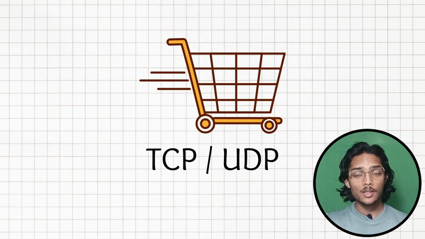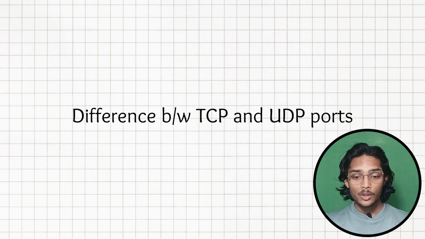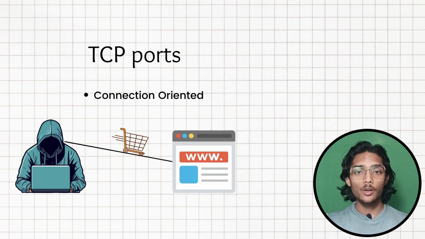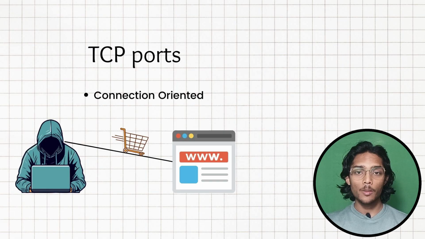So let's get started with what makes them different from each other, as they are the same but yet they are different. First up we have TCP, which stands for Transmission Control Protocol. This is a connection-oriented protocol, but what does that mean? TCP is what makes sure that a connection is established between the sender and the receiver. This ensures that both sides are ready to exchange their data.